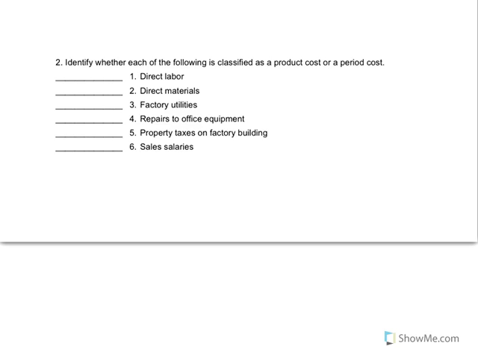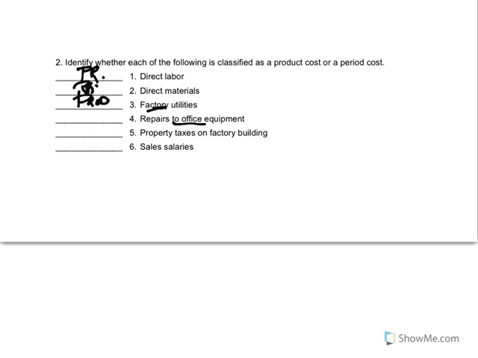Question 2. Identify whether each of the following is classified as a product cost or a period cost. Now, a product cost is one that is either direct material, direct labor, or overhead that is part of the cost of the product. Direct labor, of course, is a product cost, P. Direct materials also is a product cost, P. Factory utilities, anything to do with the factory, product cost.